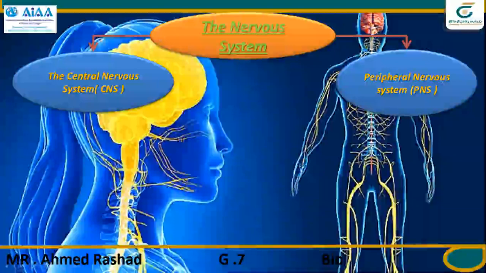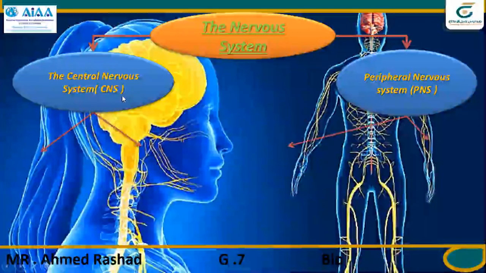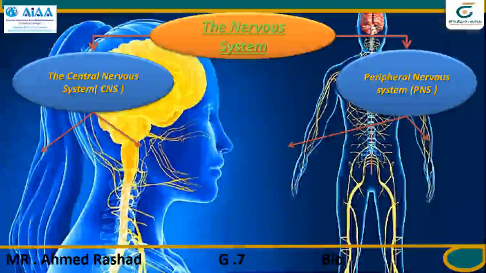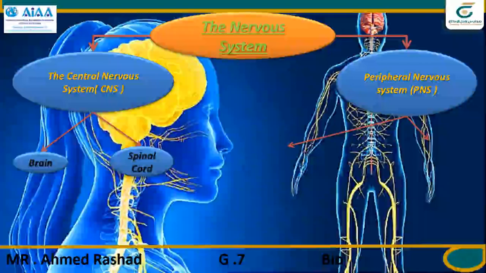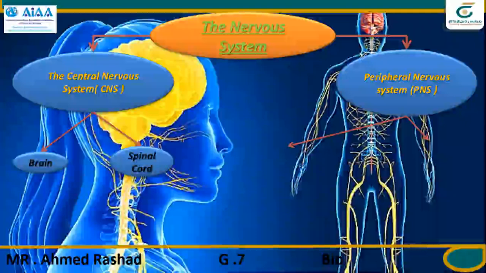The central nervous system is made up of two parts, and on the other hand, the peripheral nervous system is also made up of two parts. The central nervous system is made up of the brain, which is the center of the nervous system, where a lot of processes happen and which is responsible for all activities, and the spinal cord. The peripheral nervous system, as we know, is responsible for traveling the signals from the central nervous system to the whole body, and it is made up of two parts.